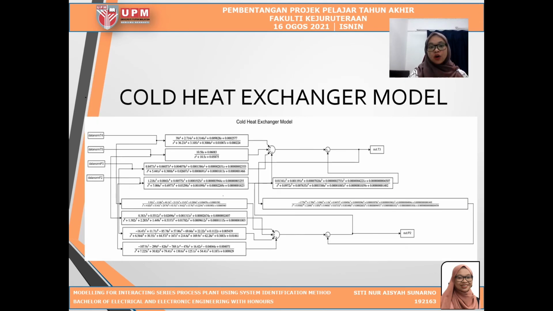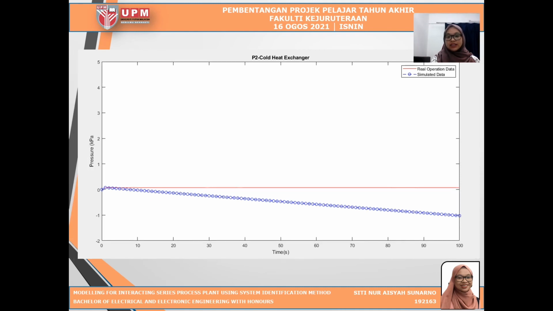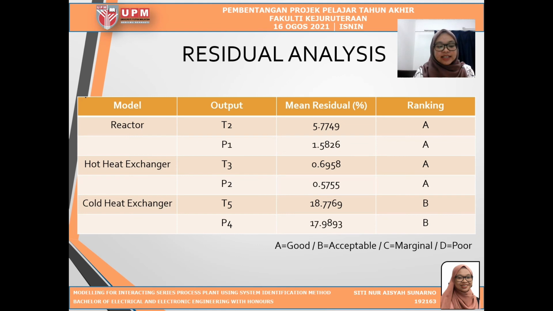For the cold heat exchanger model, this is the output for T3 and this is the output for P2. It has a low accuracy model. It fits the data at the beginning, but at the end it diverges from the fit. We can see here that there is uncertainty, maybe there is a problem in the data, because no modeling will be perfect. So the residual analysis is regarding the residual properties of simulation data and measurement of real data.